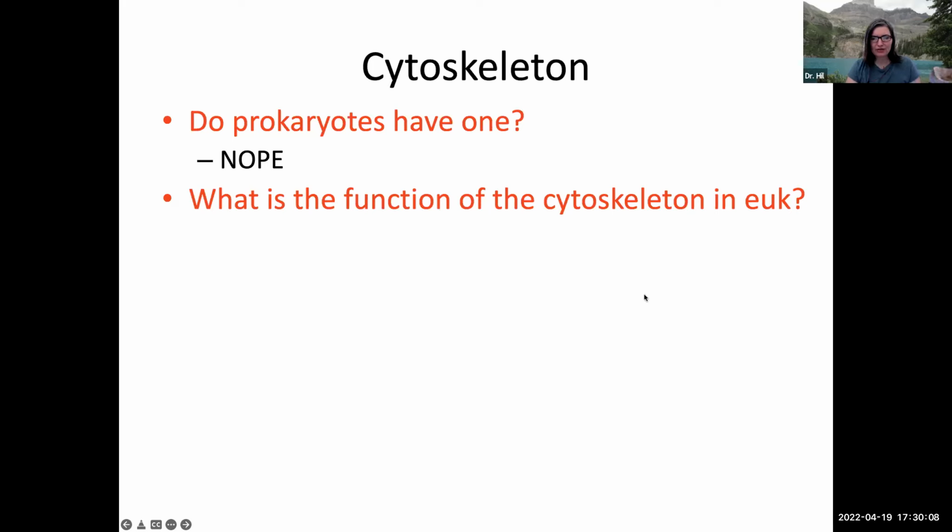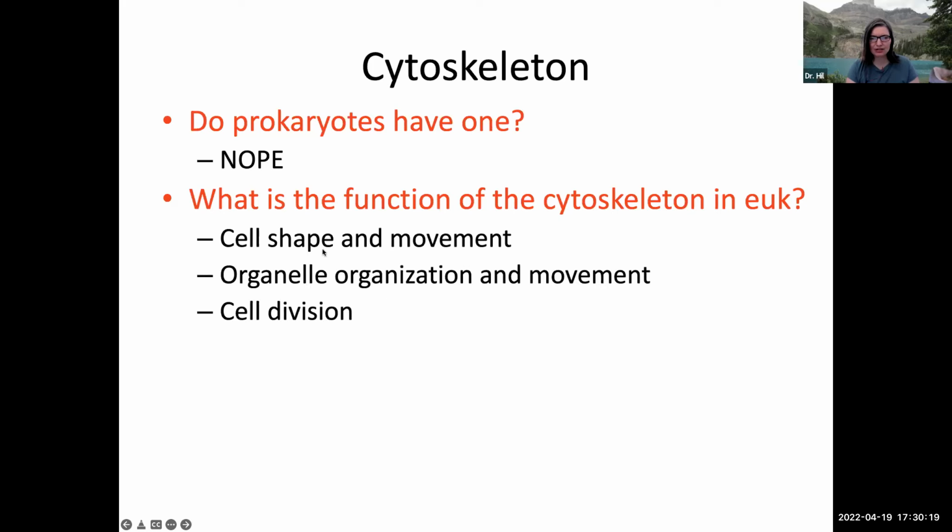Okay, anything else that cytoskeletons do that we could add to our list? Okay, let's have a look. So cell shape and movement, that's right, Jenica. Cell division. So cell shape and movement, organelle organization and movement of organelles along the highways of the microtubules that run through the cell. And then cell division, also facilitated by the mitotic spindle, which is made of microtubules.